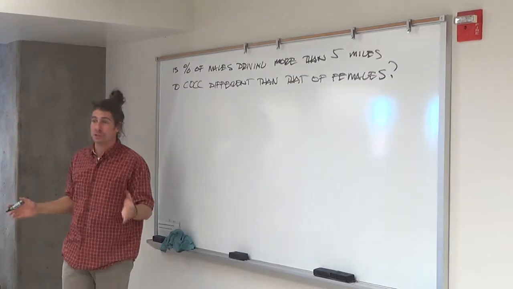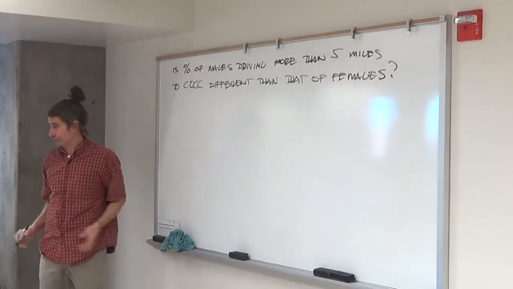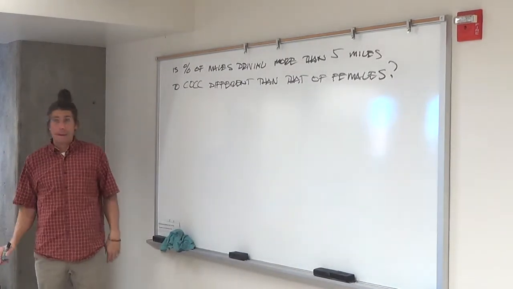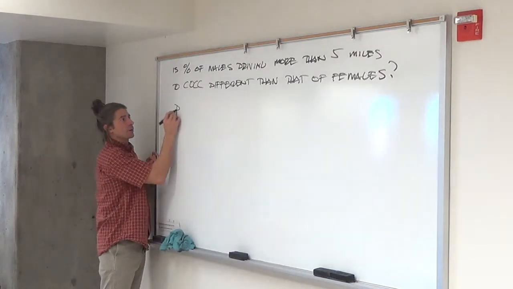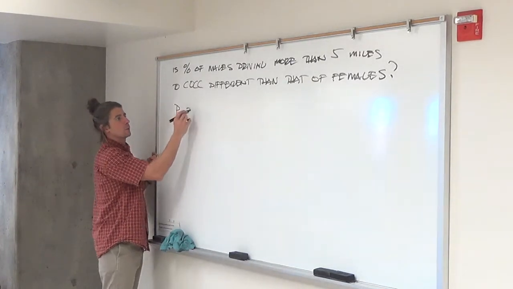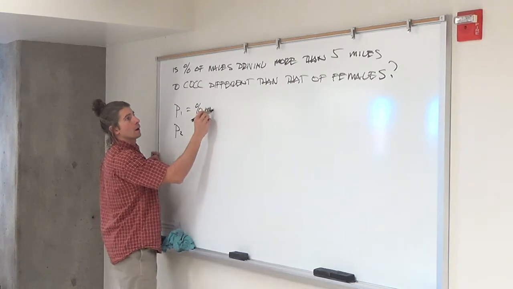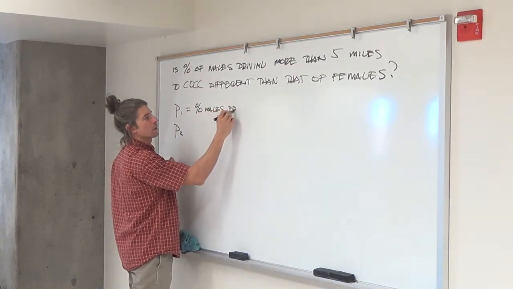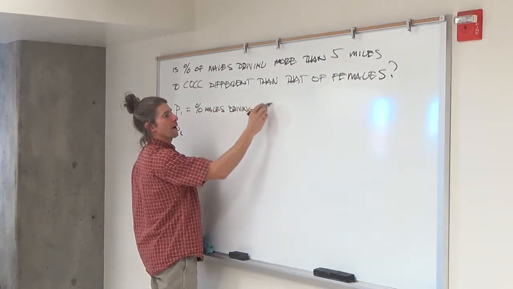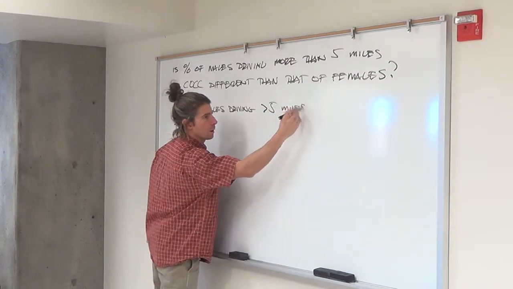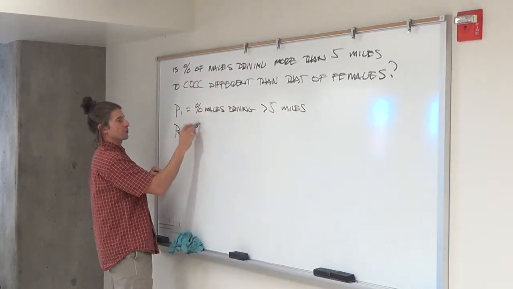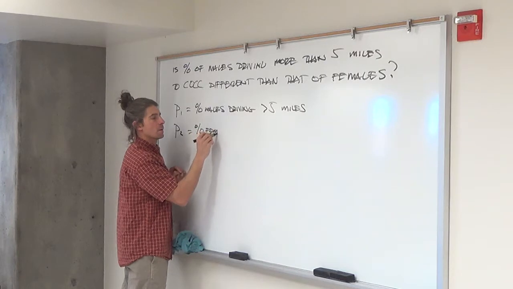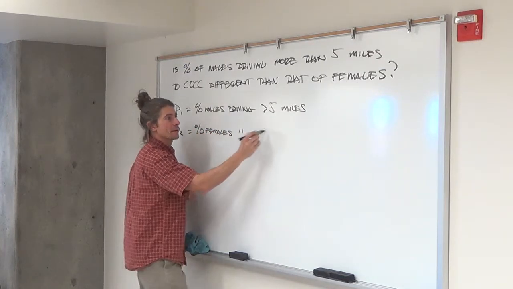Now we've got a ridiculously small data set, so it's a little bit fictitious in that respect, but totally fine. It doesn't matter how we label them because we're just testing for different, but we'll call P1 the percentage of males driving more than 5 miles, and P2 the percentage of females driving more than 5 miles.